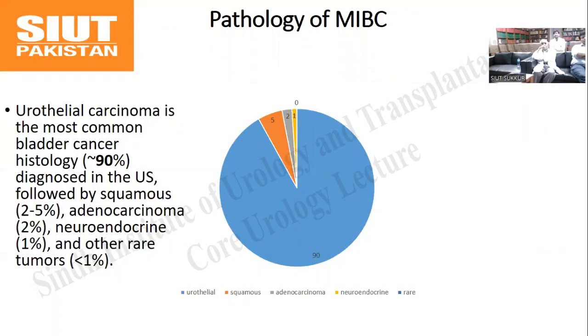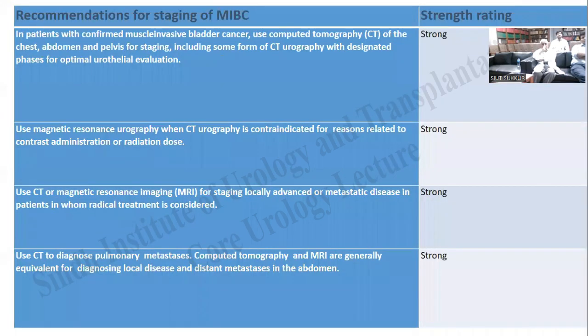Urothelial carcinoma is the most common bladder cancer histologically. It is diagnosed in 90% in the US, followed by squamous, which is 2 to 5%, and adenocarcinoma 2%, and other rare types 1%.